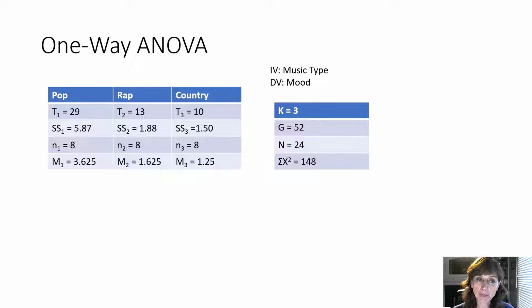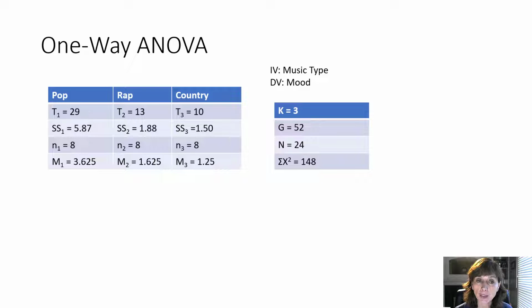So for the pop music condition, T refers to a summary. It's like a sigma X within a condition. So with the pop condition, T is simply all the scores in that condition added up. That's what T1 is, 29. If we added up all the scores in the rap condition, that's T2, we'd get 13. If we added up all the scores in the country music condition, that's T3, we would get 10. So T in this case for one-way ANOVA is simply the same thing as sigma X within a condition.